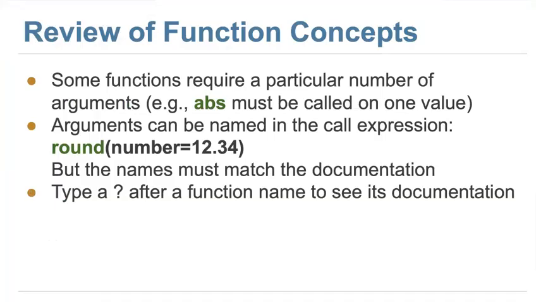So back to what we covered for functions. Some functions require a particular number of arguments. Every function has its specific number of arguments. Absolute value, of course, you only pass one argument. But the max function, you can pass as many as you want. They are both built-in functions. So we have max, and of course we have min. The round also is a built-in function.